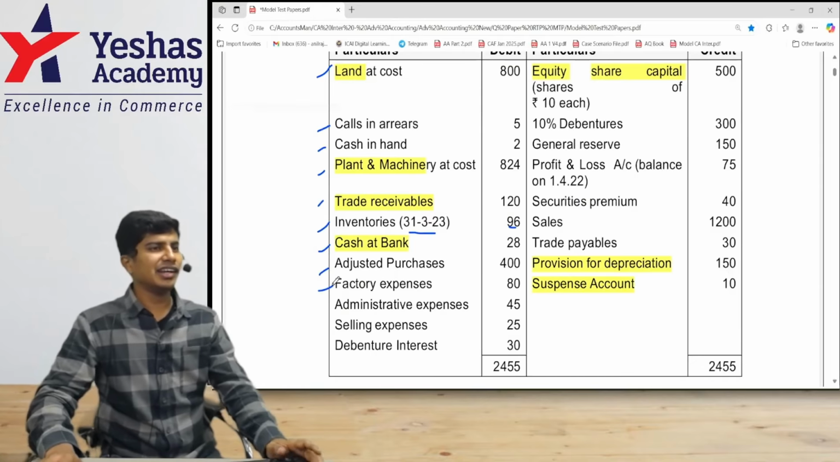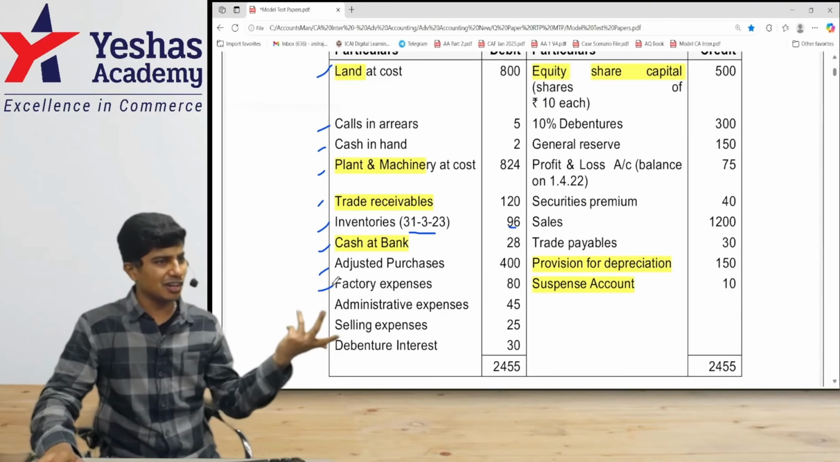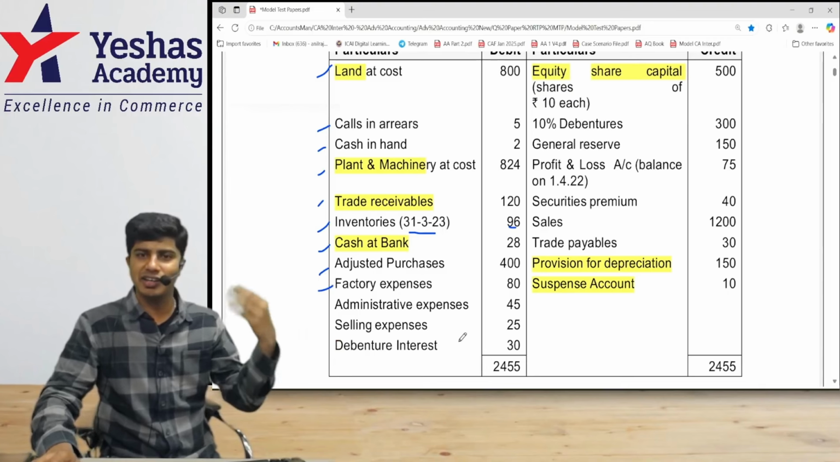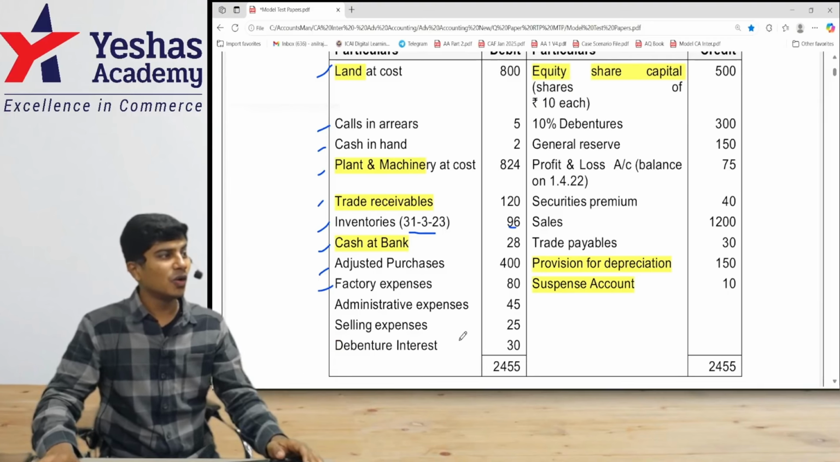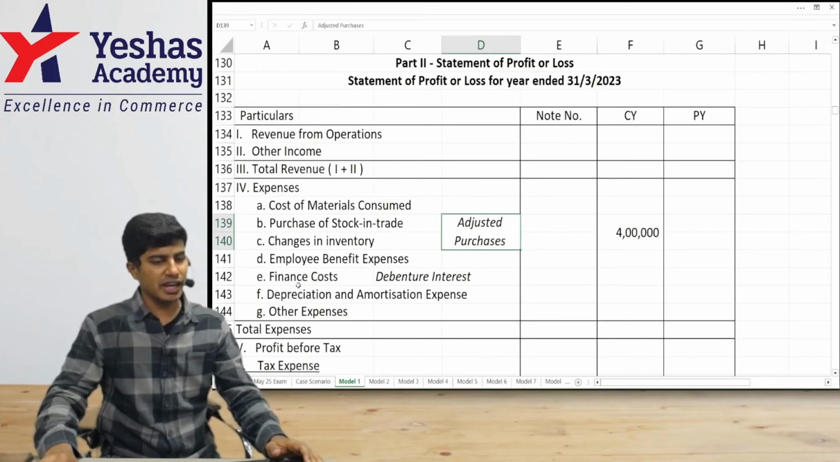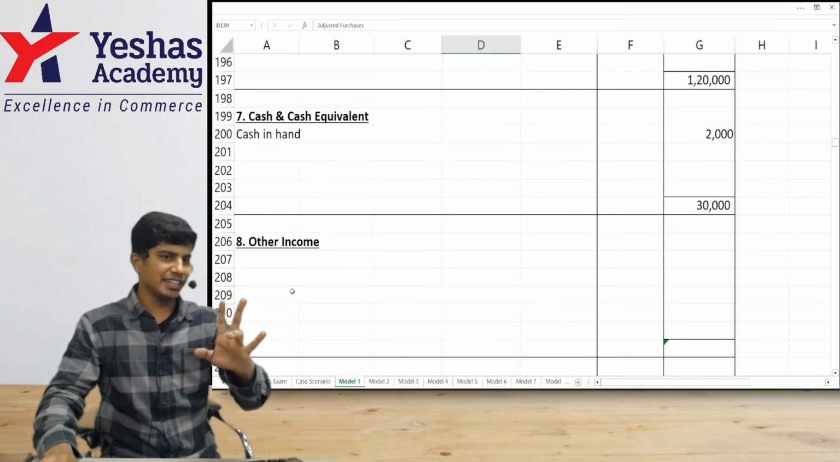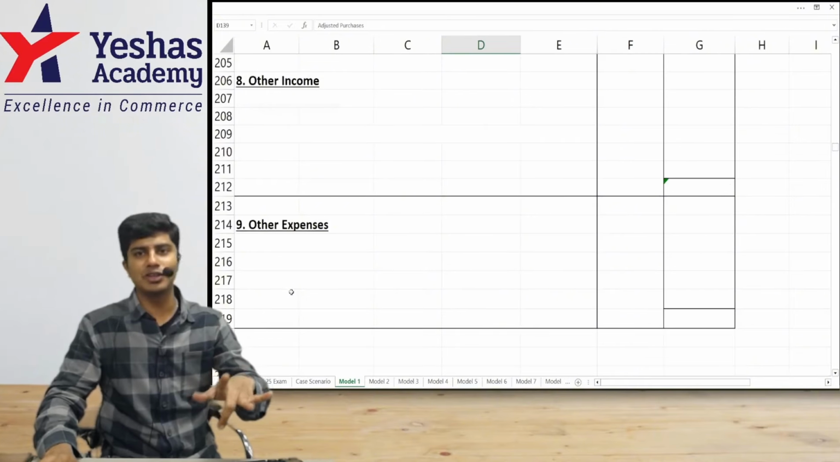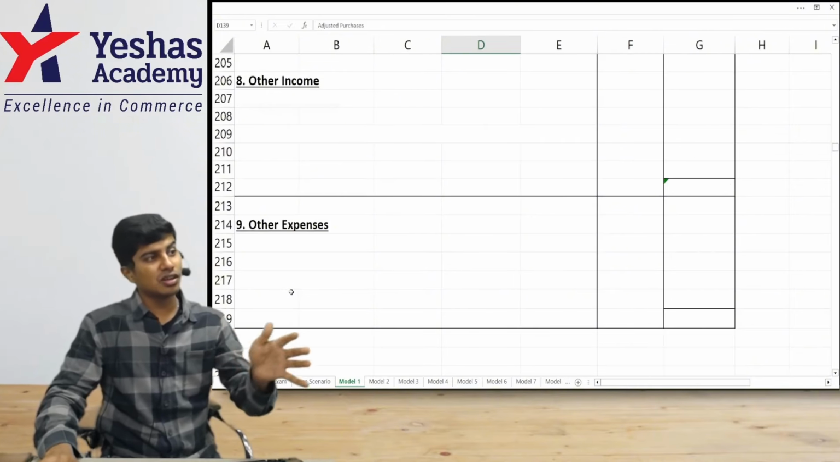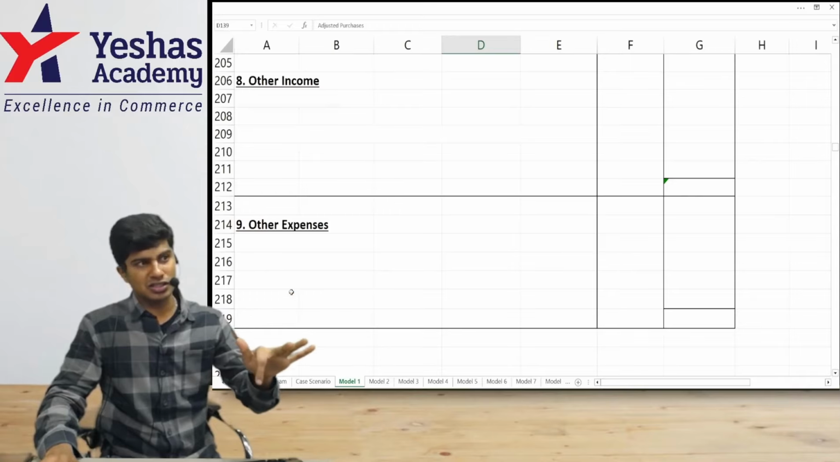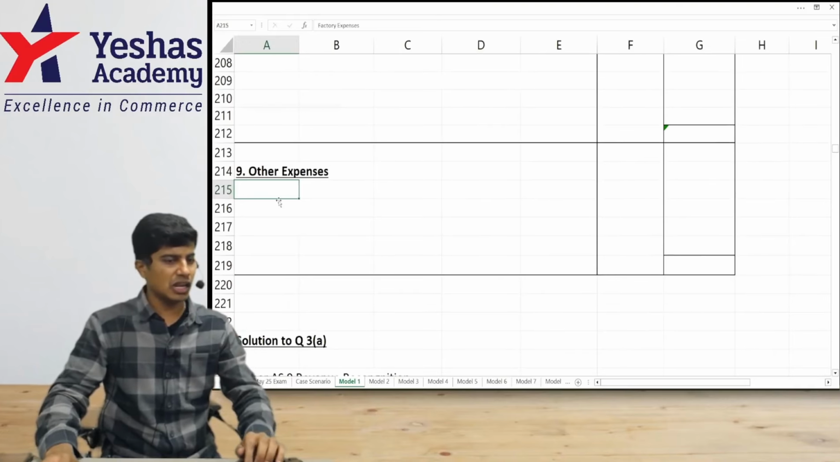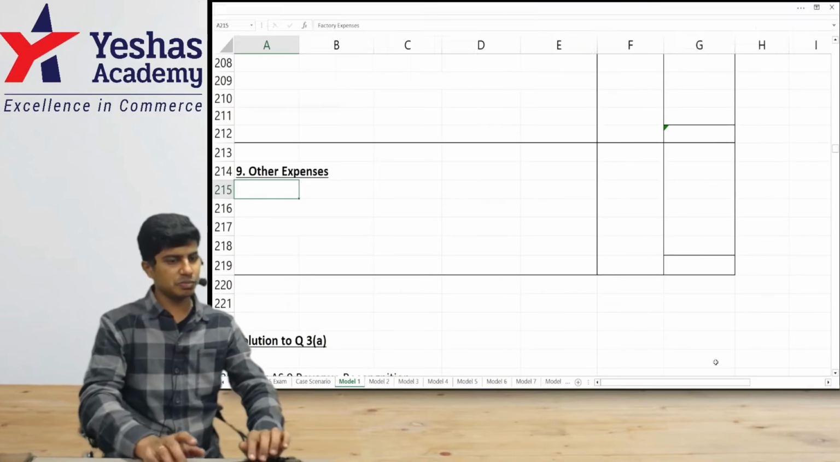Factory expenses 80. It doesn't matter whether it is factory expense or office expense. Expense at the end of the day is expense. Where would it go? Other expenses 80,000. Other expenses, I'll open one notes to account. First page balance sheet, second page P&L, third page liability side notes, fourth page asset side notes, fifth page income notes, sixth page expense notes. Lastly, factory expenses. How much?